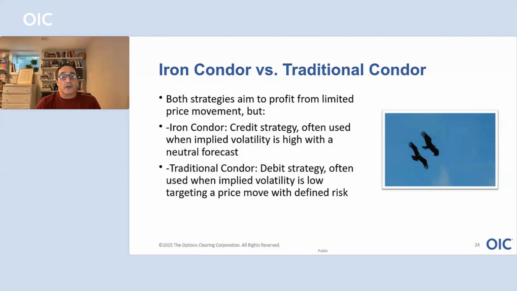So the traditional condor always results in a net debit, where the iron condor results in a net credit, okay? And you would put on a traditional condor, and we'll look at an example. Because it's a debit strategy, most likely traders would put on a traditional condor when implied volatility is low, because you are net paying a debit for that position, and you're targeting a move that's either neutral or directionally bent, whether you're looking at a call condor or a put condor.